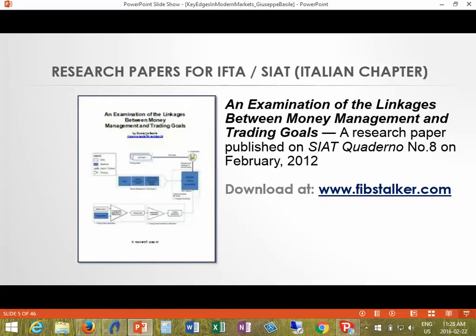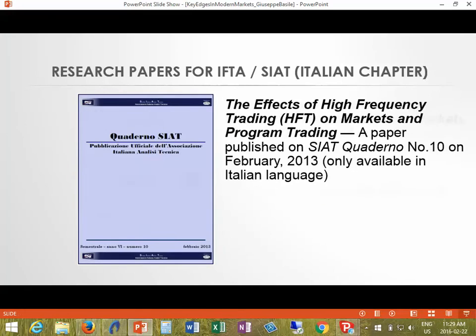I will only spend a couple of words on this. The relation between money management and investing and trading results is very, very well documented and very well known. What is not known is that there is a relation between money management and trading goals, which I analyze in this paper. And if you're interested, you can download it on my blog.